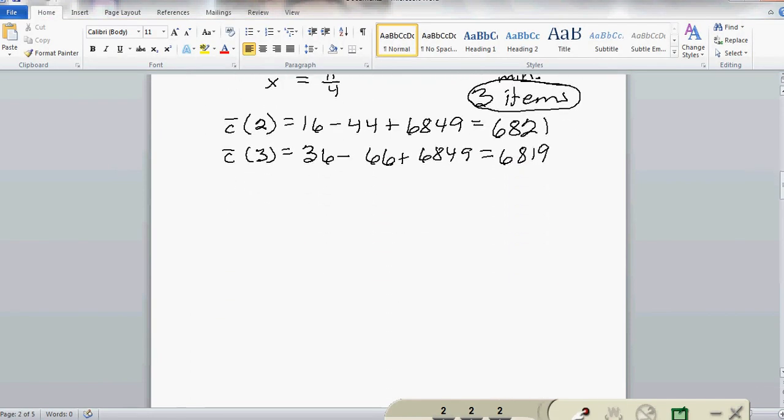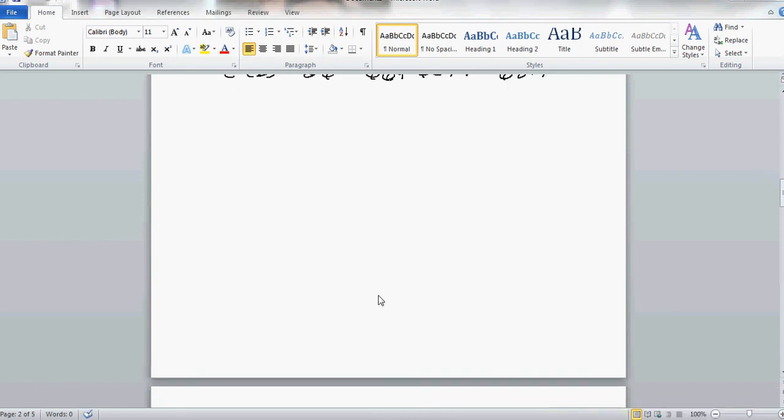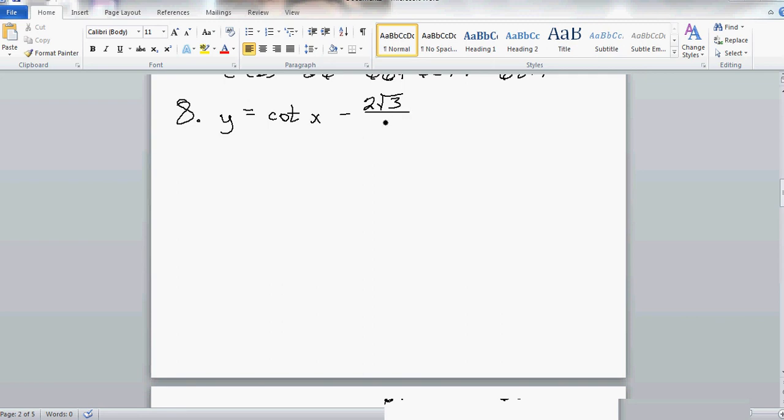And the 8th and final. The function y equals cotangent of x minus 2 root 3 over 3 cosecant x has an absolute maximum somewhere on this interval, and we are asked to find it.